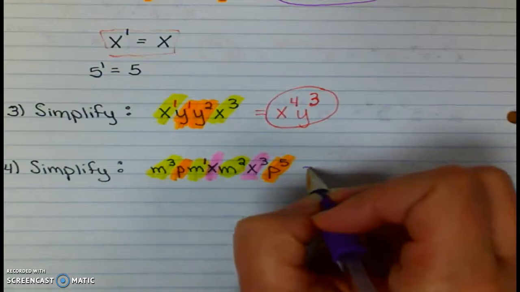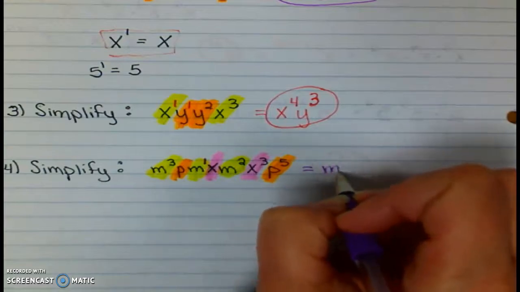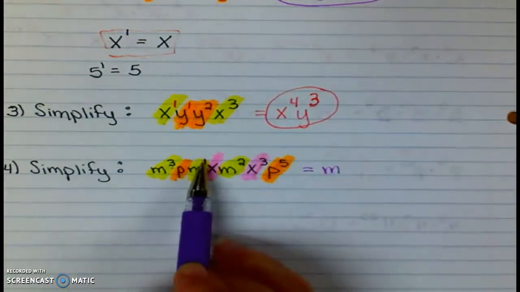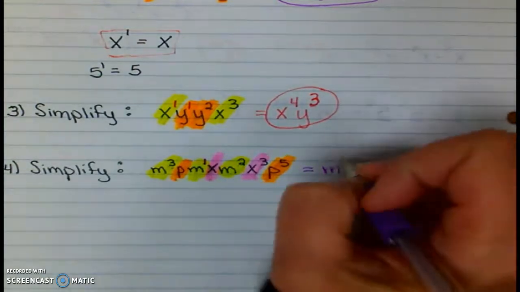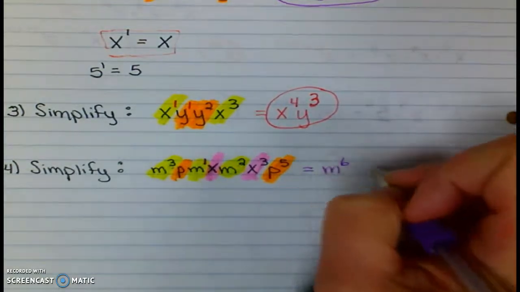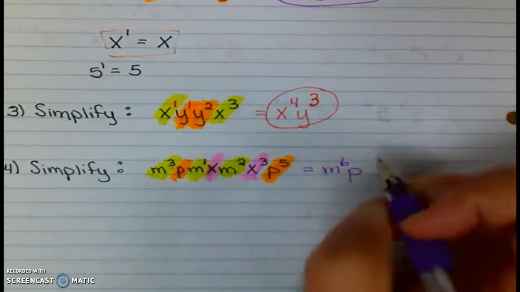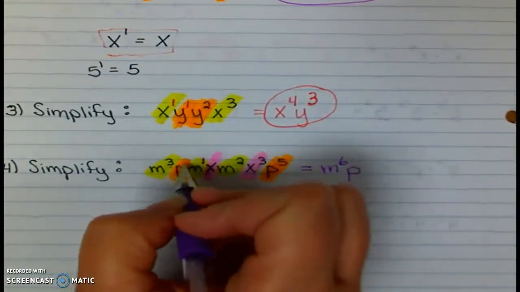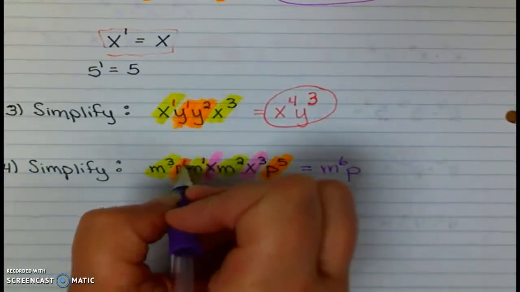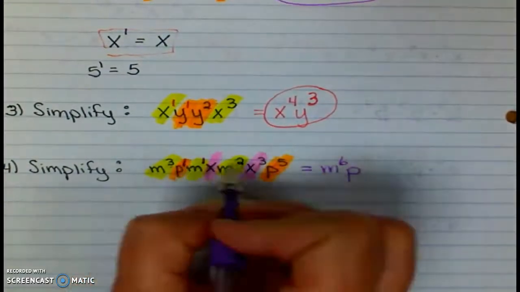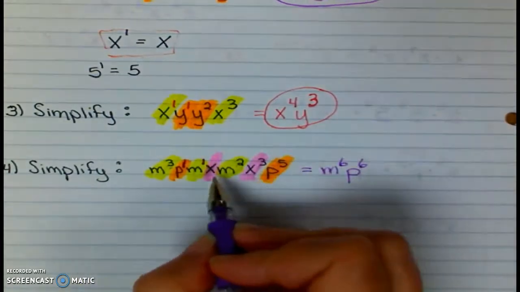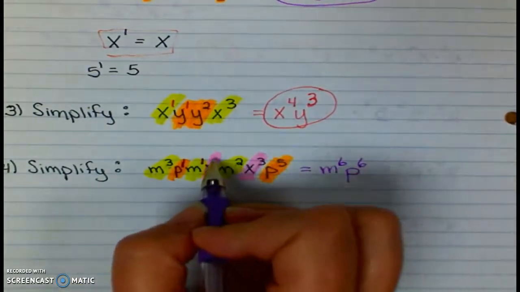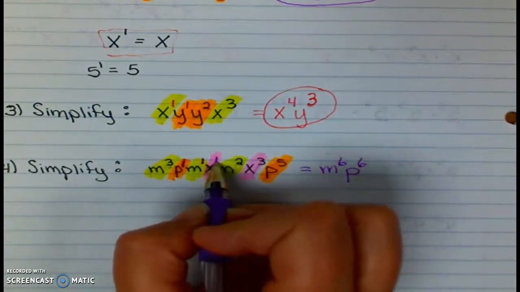So as I add the m exponents together, you have 3 plus 1 is 4, plus 2 is 6. So it's m to the 6th. If you look at p, once again, there's no exponent here, so it's understood to be a 1. So 1 plus 5 is 6. And if you look at the x exponents, no exponent is understood to be a 1.